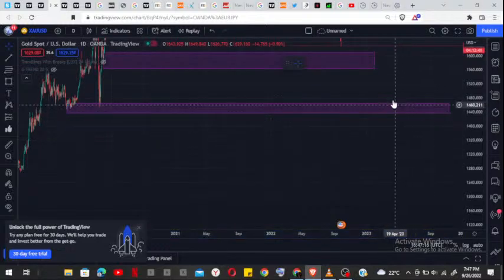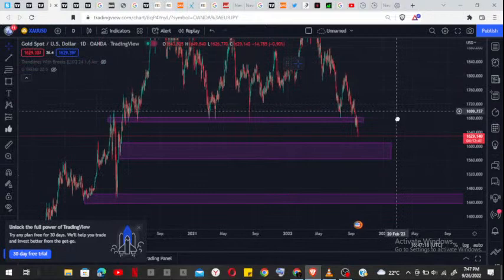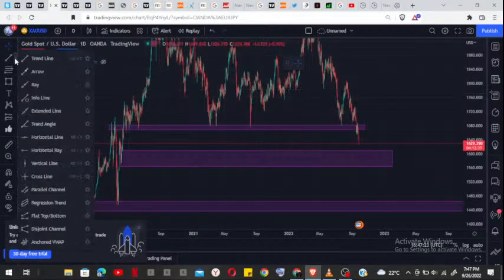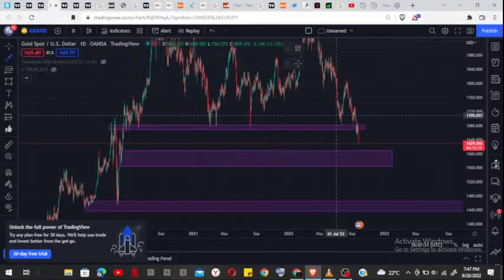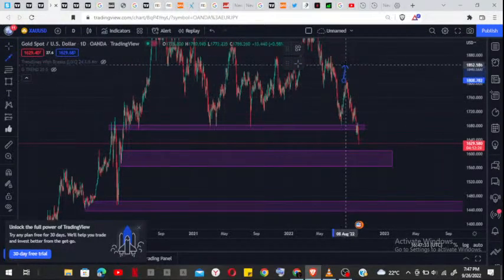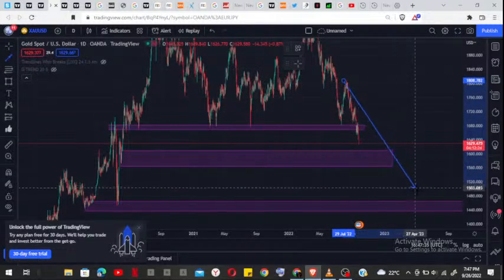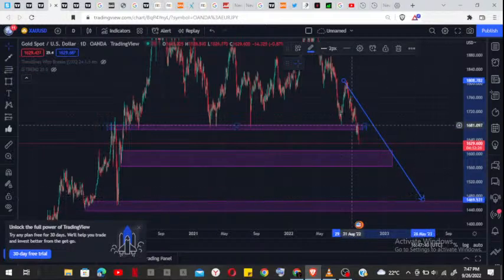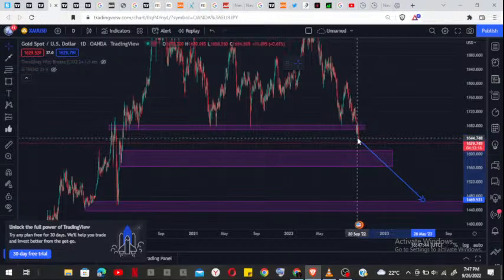That is if the market keeps on dropping. So guys, remember that right now this is just a prediction of what may happen in the market. It's not really a guarantee that it's going to happen. For me right now, this is what we expect.